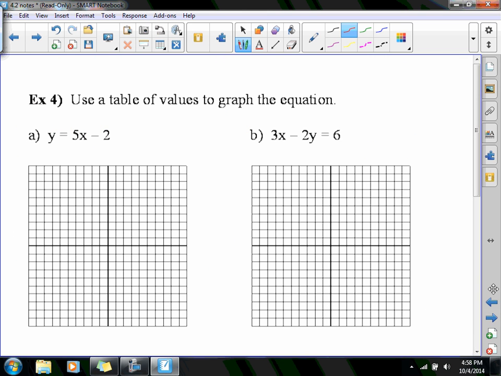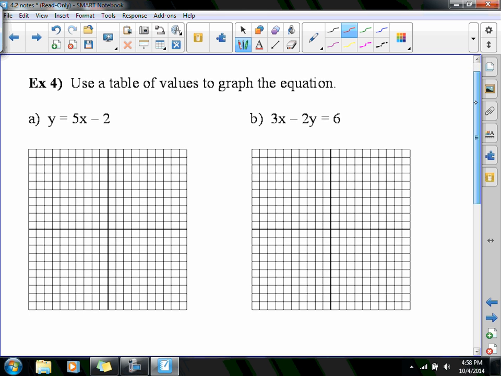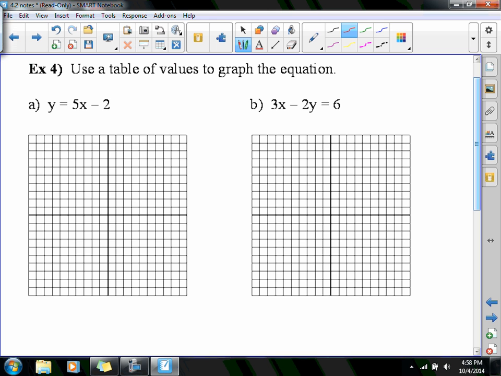Okay, last example then is to use a table of values to graph these equations. So we're going to do basically what we did in the previous example, and then we're going to graph those ordered pairs. Now you need at least 3 points to make a graph of a line. Sometimes you can use 2 points, but that's an x-intercept and a y-intercept, and we haven't really talked about that shortcut strategy yet. So I want you to pick 3 ordered pairs, find 3 solutions, and graph them.